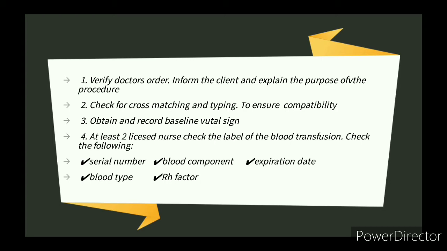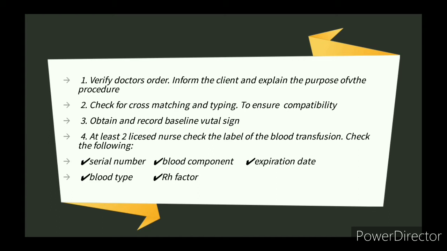Then number 2, check for the cross-matching and typing. Okay, as a nurse, kinakailangan po natin mag-send ng request sa laboratory for cross-matching and typing ng blood para mas ensure po natin ang compatibility ng blood. Okay, number 3, obtain and record baseline vital sign. Bago po natin start ang blood transfusion, meron po tayong kinakailangan na vital sign as your baseline.